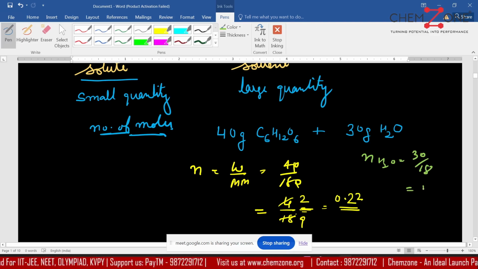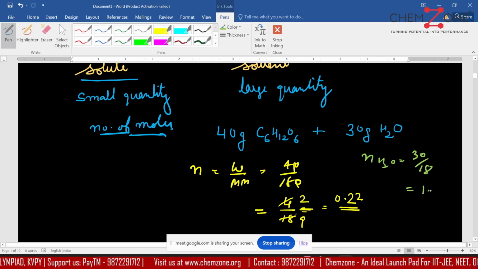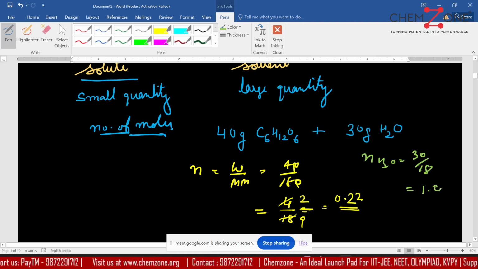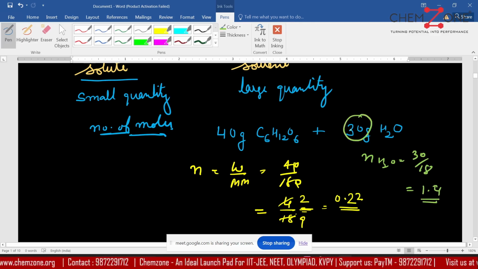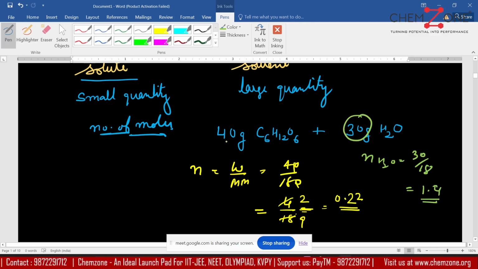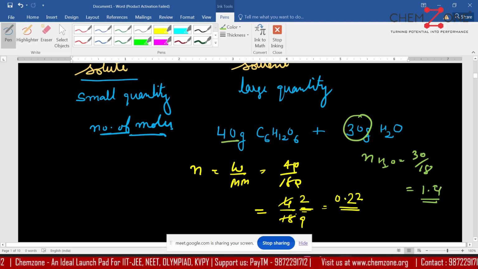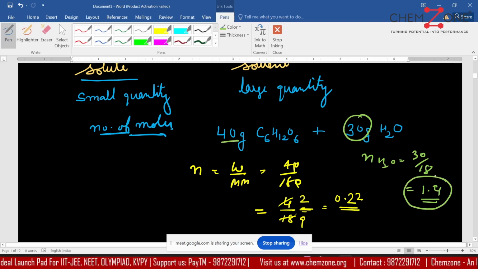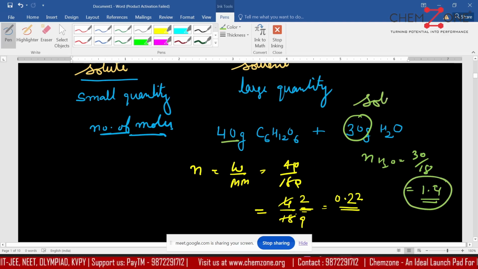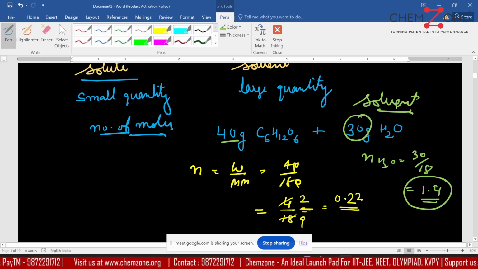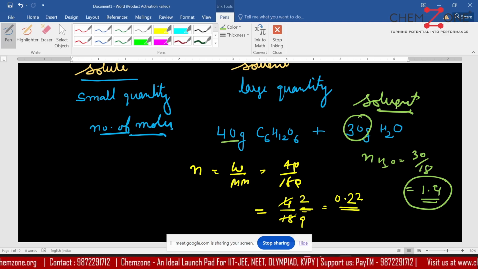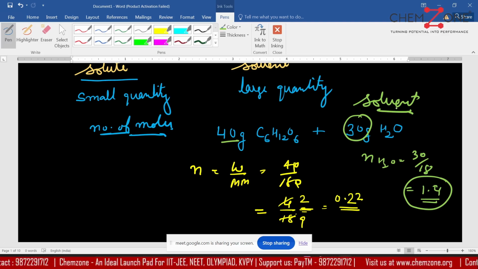That is coming out to be 1 point something, right? Yes, sir. 1.3, 1.4 something. You can find even if the weight of the water is less than that of the glucose, the number of moles of the water is more, so this is a solvent. Don't check the amount in terms of the weight or in terms of the volume, but determine the number of the moles.